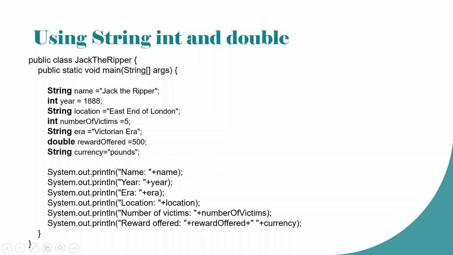Now we are going to print. This is the print line command. It's always written like this, system.out.println. And the print line command, in there we put what we are printing. So here we have name plus the variable name, year plus the variable year. And if you look over here, reward offered, and here was the reward offered, which was 500. And then we added currency.